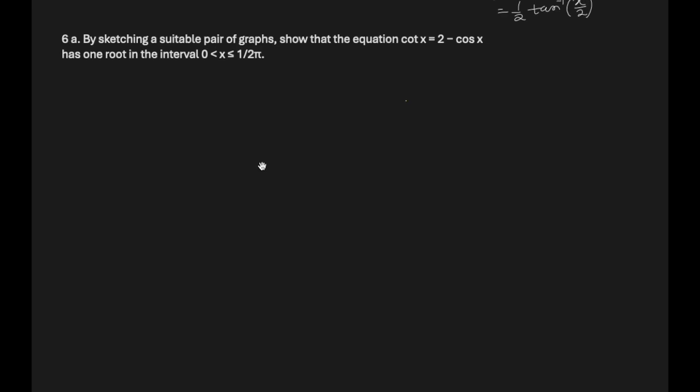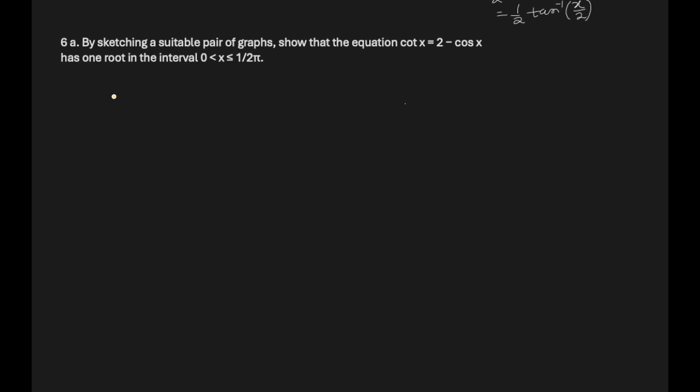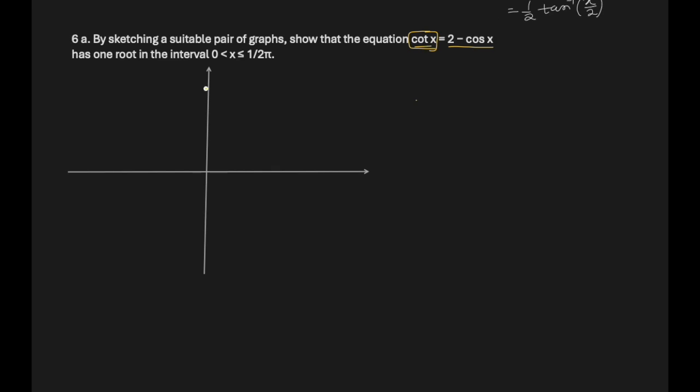Again, sketch. By sketching a suitable pair of graphs, show that the equation cot x equal to 2 minus cos x has one root in the interval 0 to pi by 2. Okay, first of all, we should know how the cot x graph looks like. So cot x, let me first draw some axis. So 0 to half pi is a very small range.